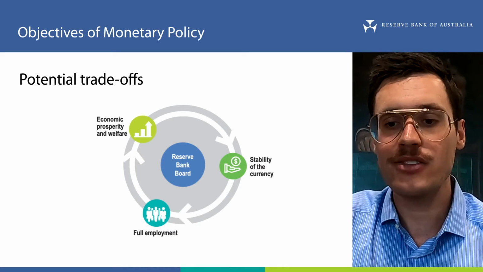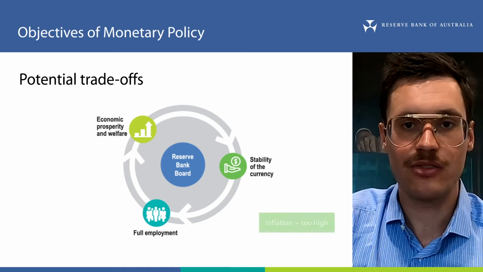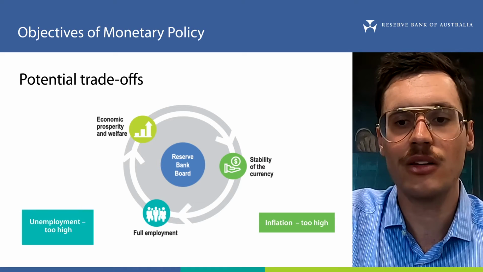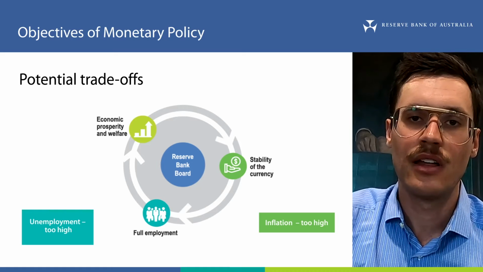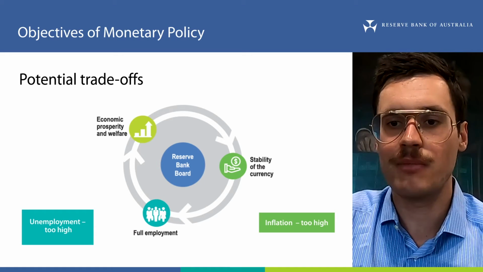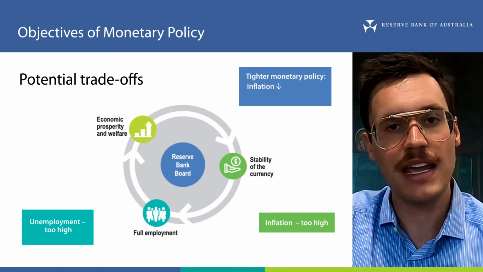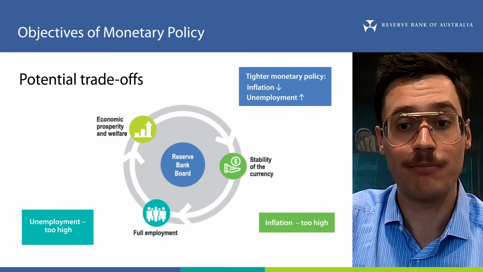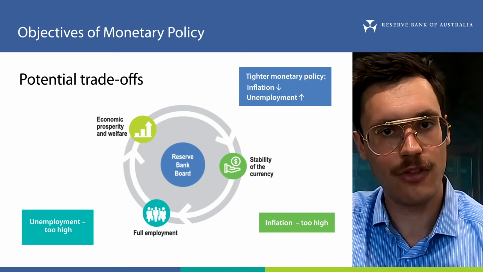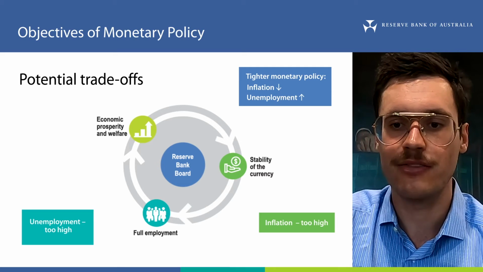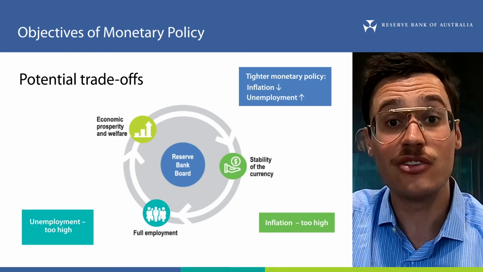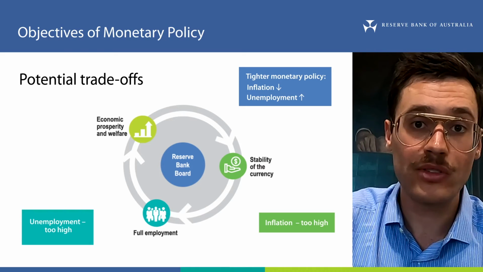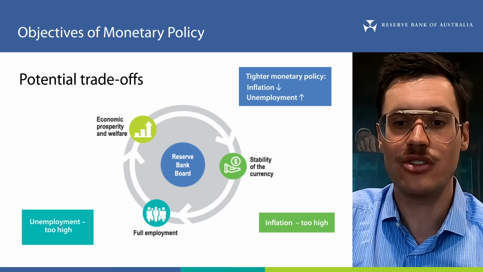For example, imagine a situation where inflation is too high at the same time that unemployment is too high, such that the economy is below full employment. The RBA board may want to tighten monetary policy to bring inflation down towards target, but this may also unhelpfully contribute to higher unemployment, moving the RBA further away from its full employment objective. How to set monetary policy in this tricky situation? This situation illustrates the importance of the flexibility of the inflation target.